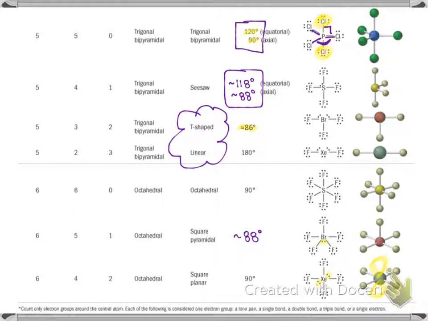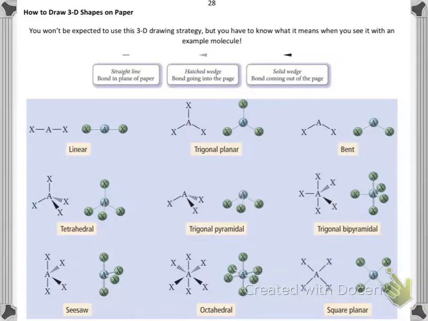Okay, I know that's a lot of information, but it's definitely very regular patterns, and hopefully a lot of it is stuff that you've seen before. So let's look at one more thing before we do some practice. Three-dimensional shapes. Okay, now, first things first, you don't have to recreate this yourself. No one's going to say, using this three-dimensional drawing strategy, draw trigonal bipyramidal whatevers. You won't have to.